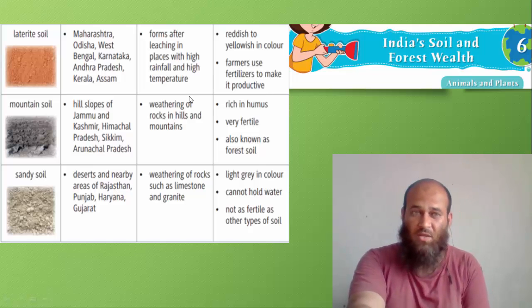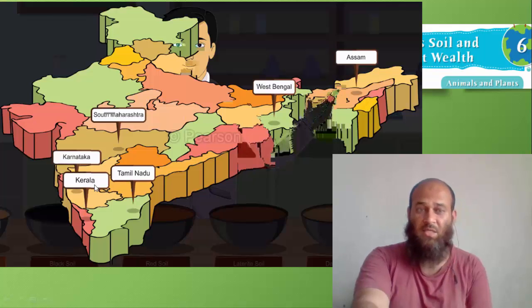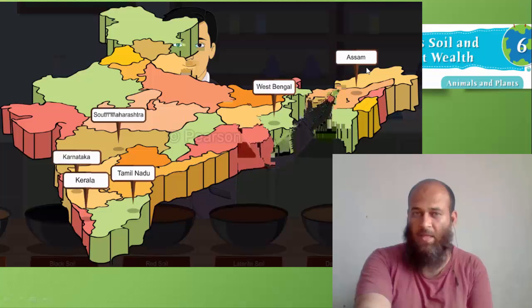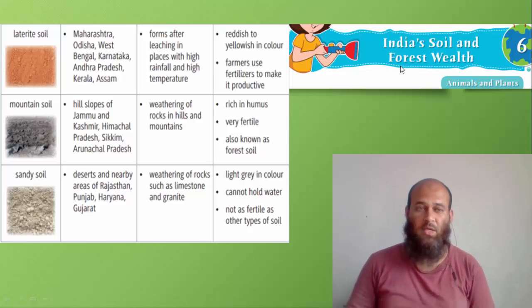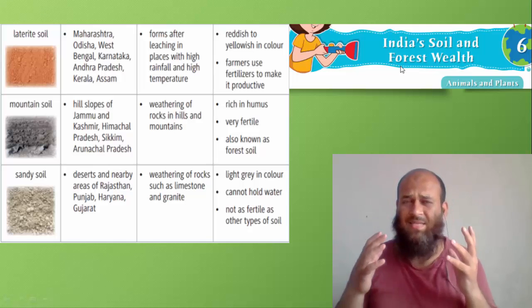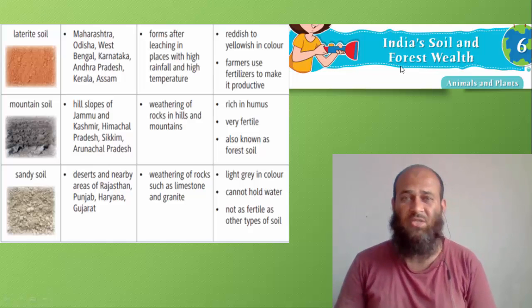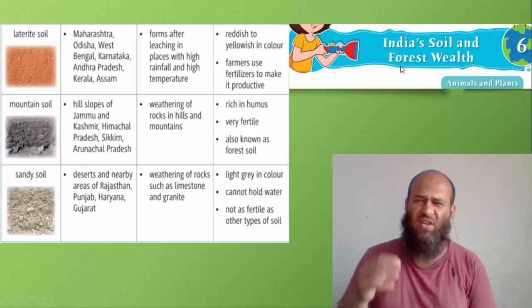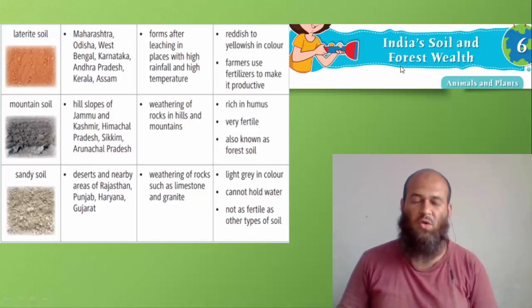Where do you find those? Of course, you find it in Maharashtra, Karnataka, Kerala, Tamil Nadu, West Bengal and Assam. Different parts of India, you see. Then we have mountain soil. Mountain soil, as the name suggests, is found majorly in the mountainous regions. It is rich in humus, very fertile, and also known as forest soil.